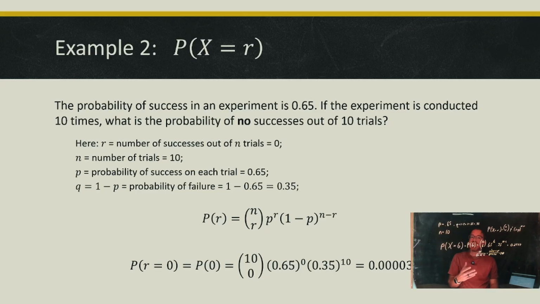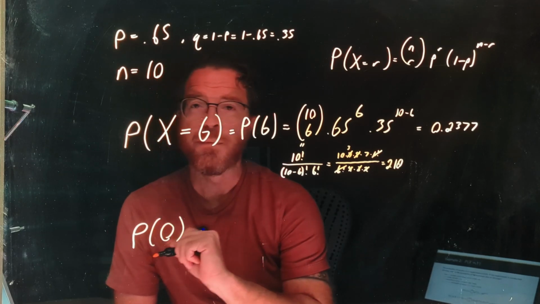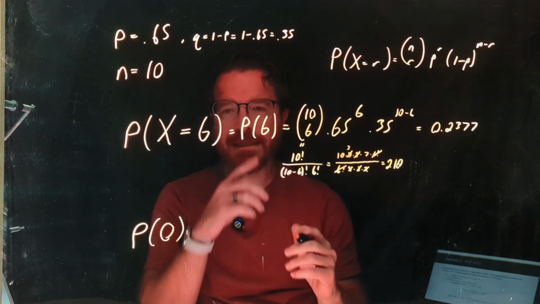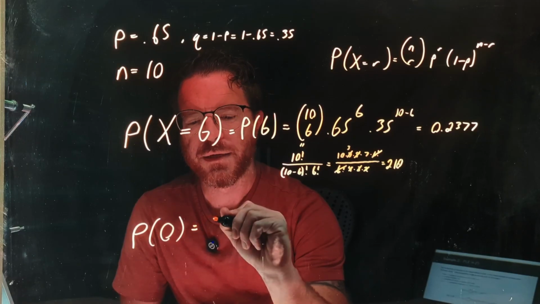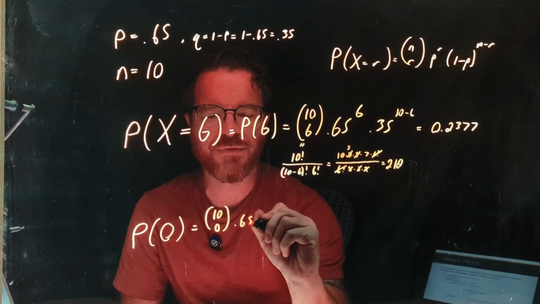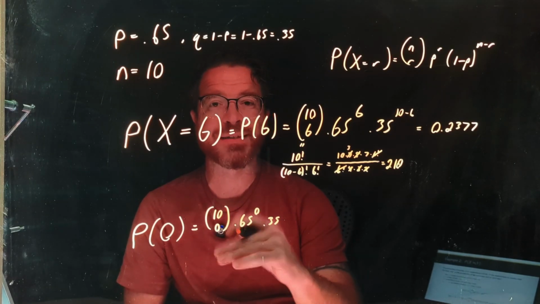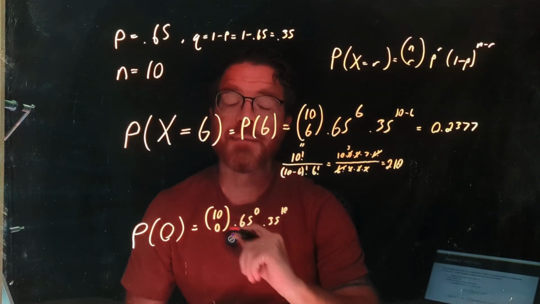So the next problem is, what is the probability of getting no successes? So if we're saying no successes, in this case, this is telling us that we want the probability of getting 0. So we're going to set the problem up exactly the same way. It's going to be 10 choose 0, 0.65 to the 0 power, 0.35 to the 10 minus 0 power, or to the 10th power.